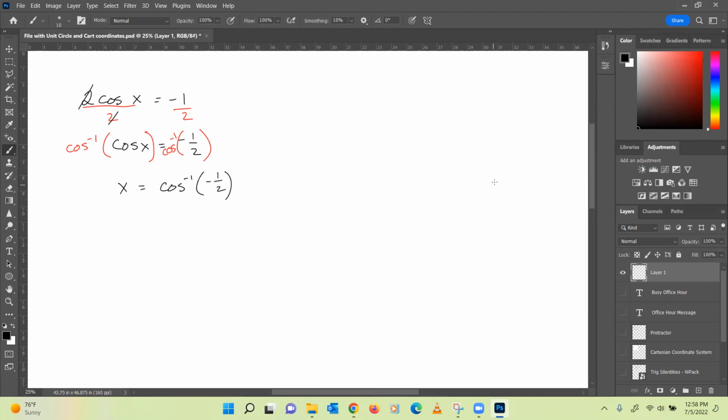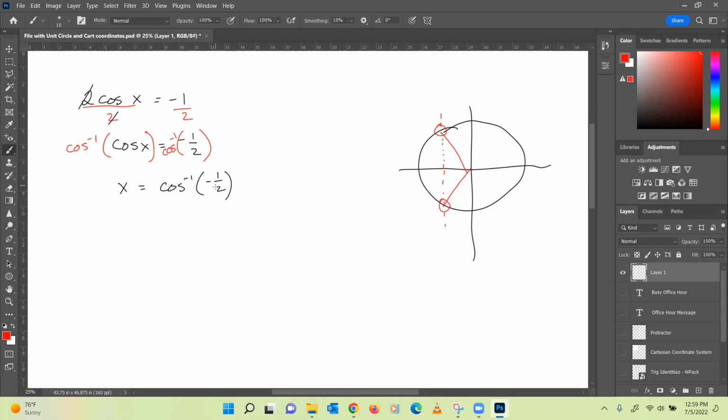Where does the cosine equal negative 1/2? Let's go back to our unit circle. I know it's a unit circle, but I can't draw a good circle freehand. So cosine values are my x values. It crosses at 2 locations, here in the second and third quadrants.